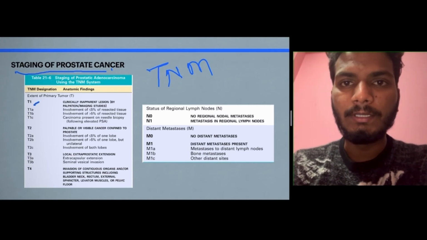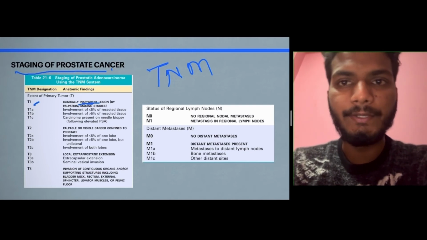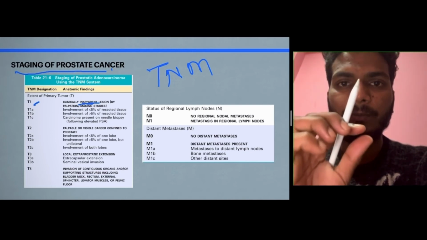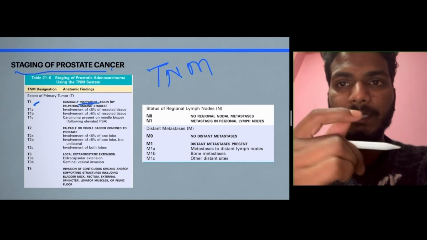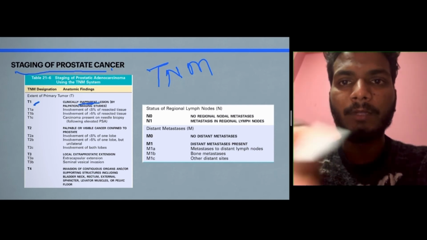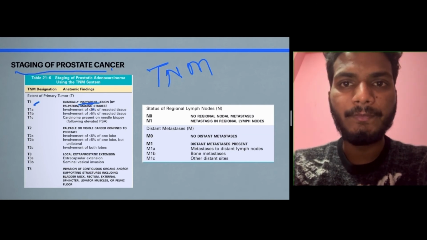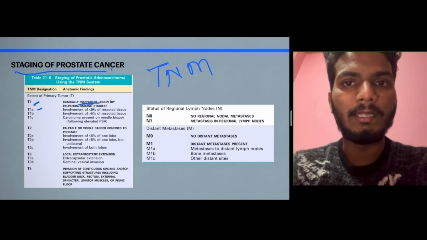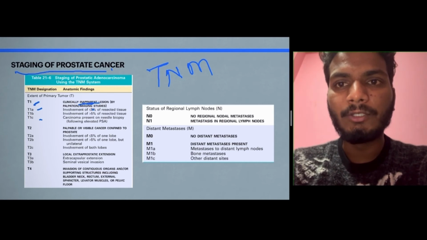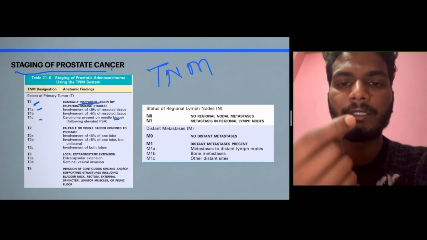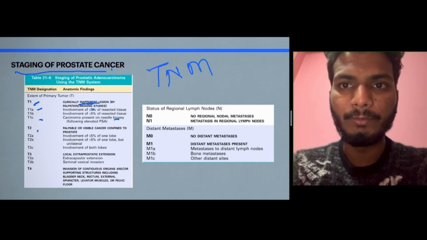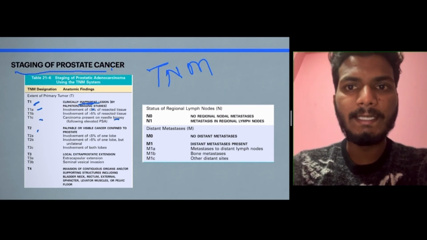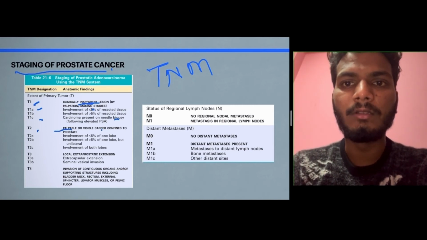So T1 is clinically inapparent, and then T1A is when 5% or less than 5% of the resected tissue, the tissue we have taken from the cancer, is involved. That is T1A. T1C is carcinoma present on needle biopsy. So that is T1C. T2 means the malignancy is palpable or visible.